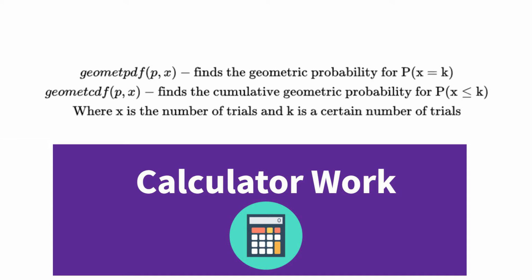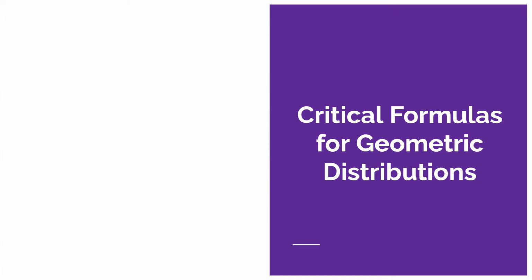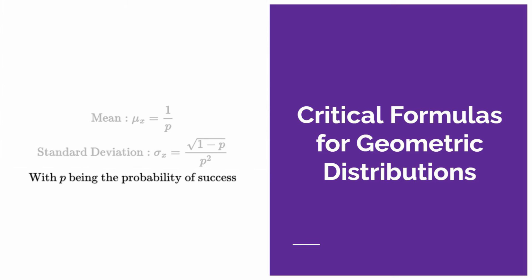Now let's move on to the important formulas to remember. There are two critical formulas to remember when working with geometric distributions, with those formulas being for the mean and standard deviation of the distribution. Let P represent the probability of obtaining a success. The formula for the mean of a geometric distribution is 1 divided by P, or the probability of success. The formula for the standard deviation of a geometric distribution is the square root of 1 minus P, the probability of success, divided by P squared. It's critical that you remember these formulas or have them on hand when working with geometric distributions.